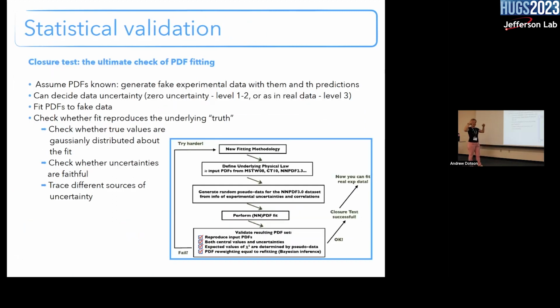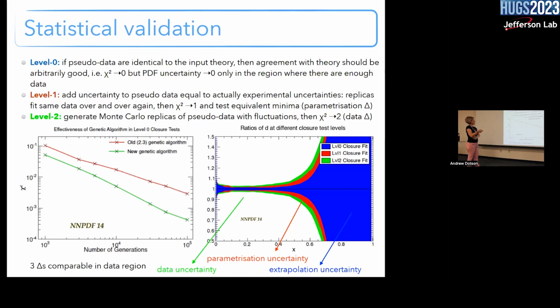Then you oscillate the data, okay, once. So you add the experimental noise and you check if you reproduce that. This is telling you what your flexibility in the parameterization is. And then you do the full oscillation, the Monte Carlo plus the data noise. So this is nice, this is what I was telling you. With all the old genetic algorithms, you were not going down to 0, even after many generations. And instead with the new genetic algorithm, you go to 0, okay?